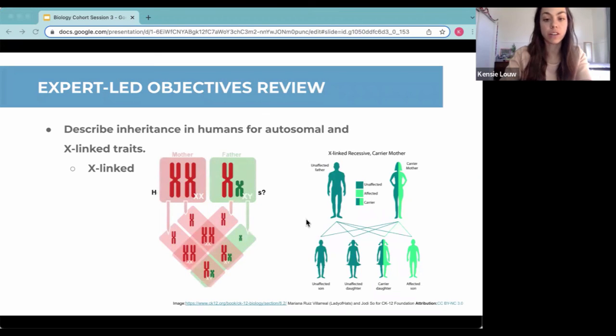And then here's another picture showing that, and this is just emphasizing here that females, mothers, they have two X chromosomes, and fathers, they have one X and one Y. That's the little green one. So just to hammer down that males and females have a different pattern of inheritance in X-linked traits.